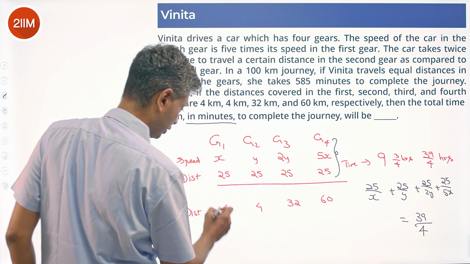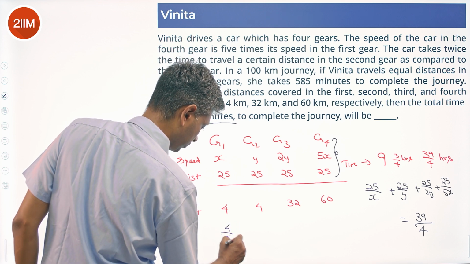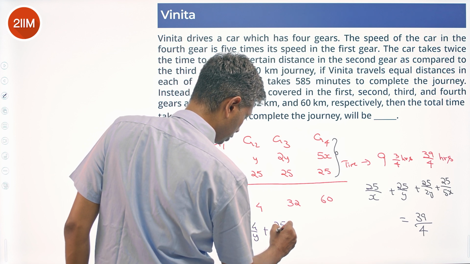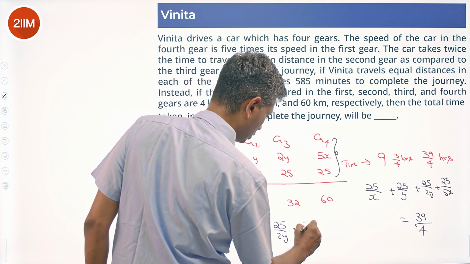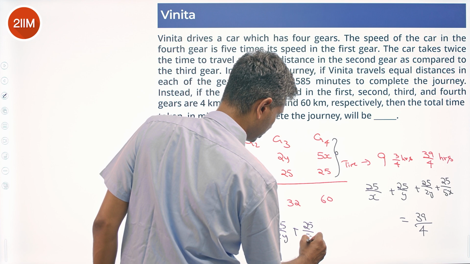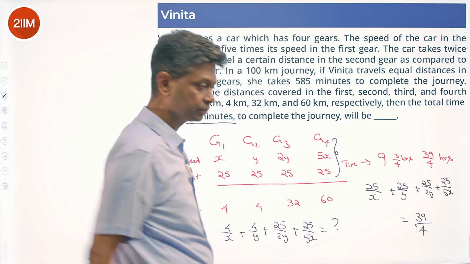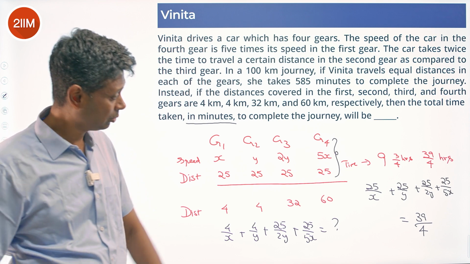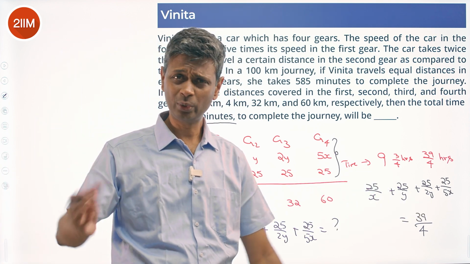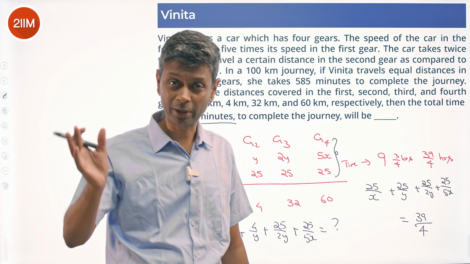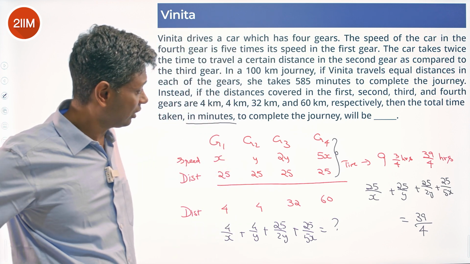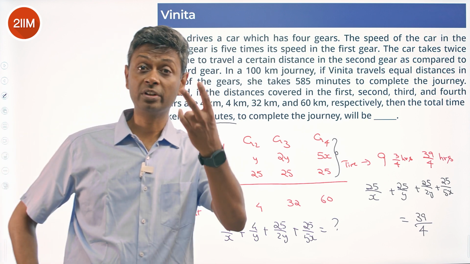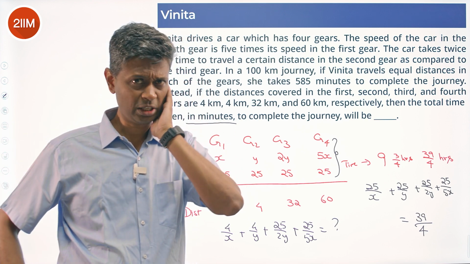For this equation, we do 4 by x plus 4 by y plus 32 by 2y plus 60 by 5x. The question is asked in minutes, so I'm going to shift this to minutes. You could have done it in hours and then come back to minutes. It won't matter. So now there is an equation in x and y. If you have two equations in x and y, we can solve and find x and y. But that's not the case here.